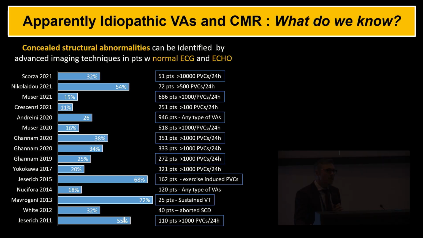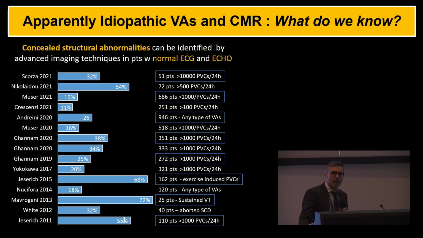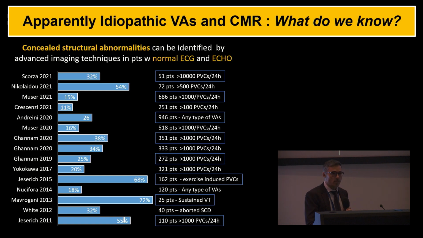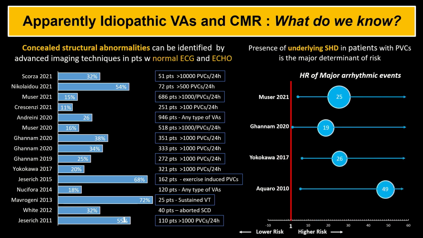But we know that even in patients with a completely normal ECG and a completely normal echocardiography, if we use advanced imaging techniques such as CMR, we can find concealed structural abnormalities in about 10 to 15% of patients presenting with just PVCs, and in about 1/3 of patients presenting with any kind of ventricular arrhythmias, including sustained VT and VF. But what is even more important is that the structural abnormalities that we found with MRI have been repeatedly associated with an increased risk of sudden cardiac death during follow-up.